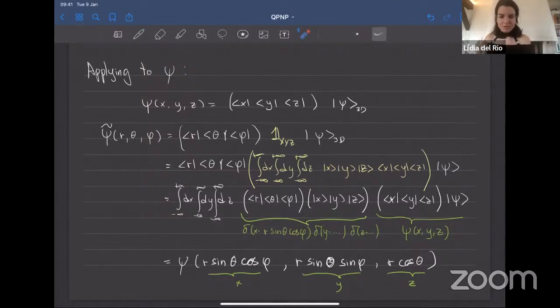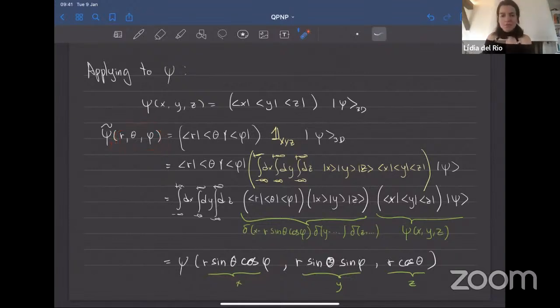I mean, we knew this intuitively from the beginning, right? That if you want the wave function at the position r, theta, phi, it's just a matter of getting the original wave function in the x, y, z that correspond to the spherical coordinates.